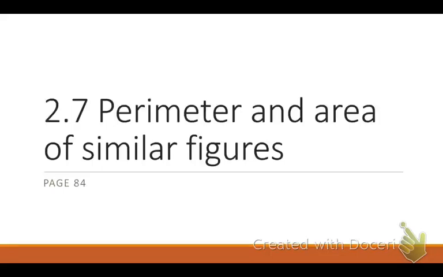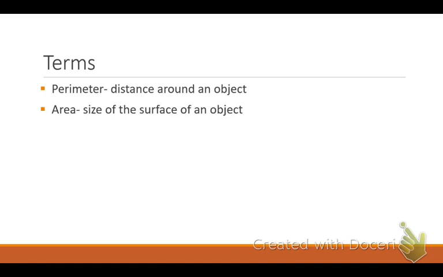So today we're in section 2.7, perimeter and area of similar figures. We talked yesterday about the fact that similar figures are not the same size. You guys remember that? They're small and larger. But if they are similar, then the ratios of their side lengths will be the same. And that's what we're looking at today.